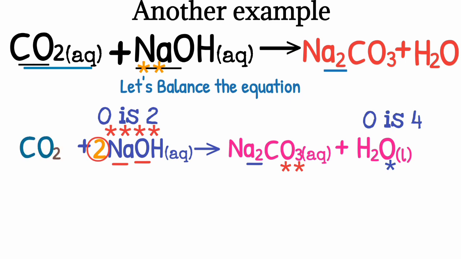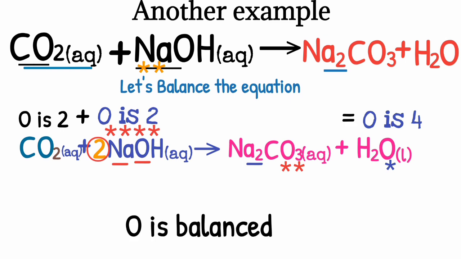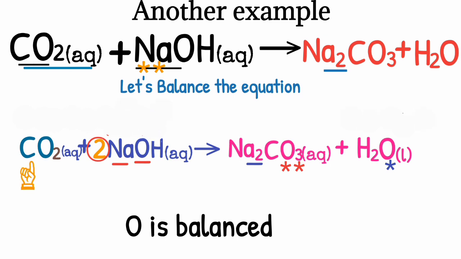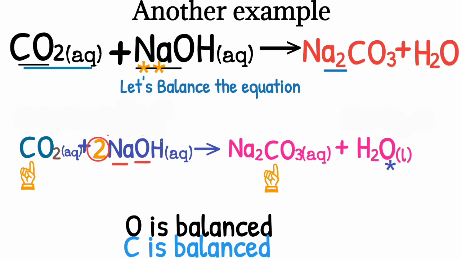But we have carbon dioxide there, which is CO2 aqueous solution. So the O2 there, we add it to the O2 of the sodium hydroxide. So O is 2 plus O is 2, which is equal to O is 4. So oxygen is 4. Oxygen is balanced, right? Yeah, let's clean it. Oxygen is balanced. The next thing to check is carbon. Carbon is also balanced. Carbon is 1, 1. Carbon is 1 here and 1 there.